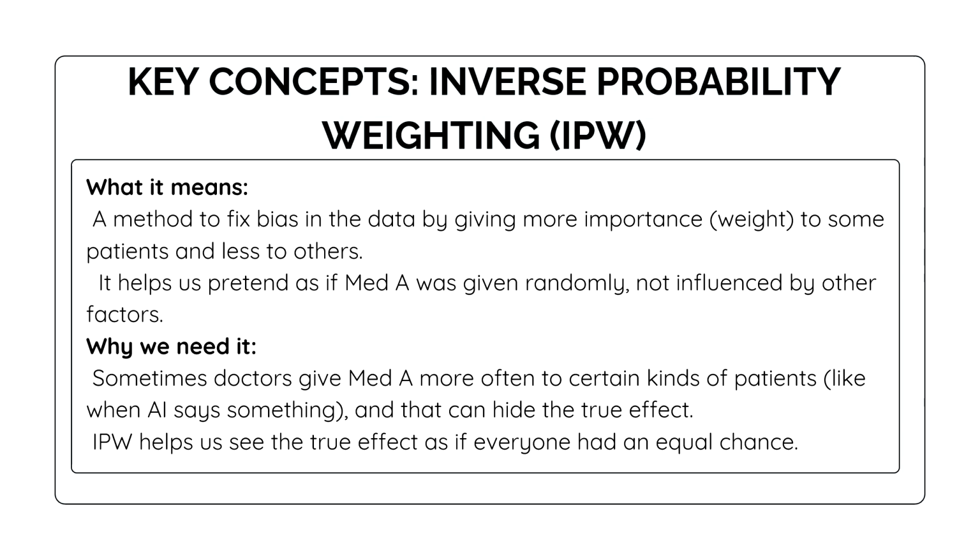advice. Now, why we need it? Sometimes doctors are more likely to prescribe Med A to a certain type of patients, like when the AI gives a particular recommendation. That can truly hide the effect of Med A because groups are not balanced. After applying IPW, we can see the treatment effect as if everyone had an equal chance at getting Med A, making our estimate much more reliable.